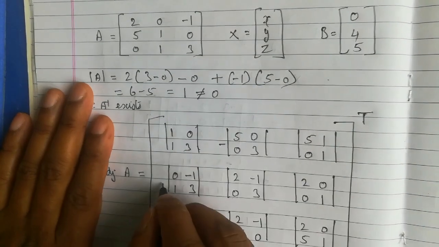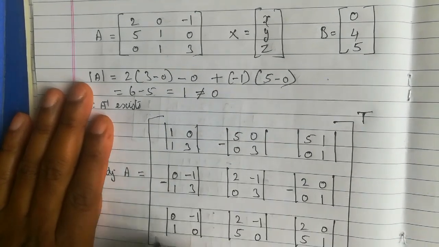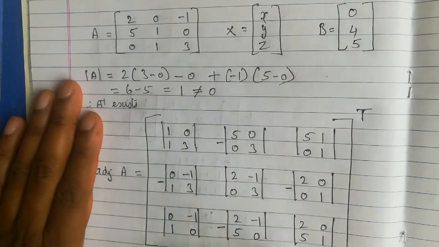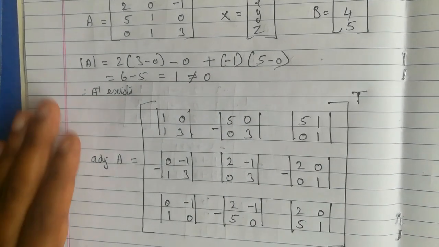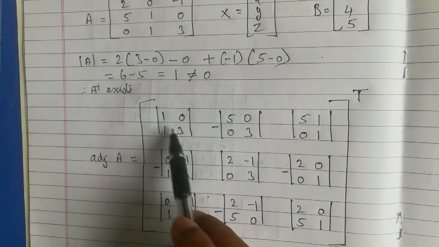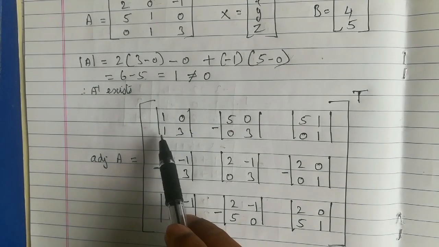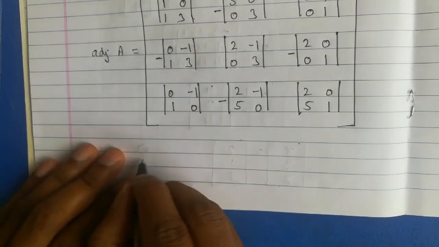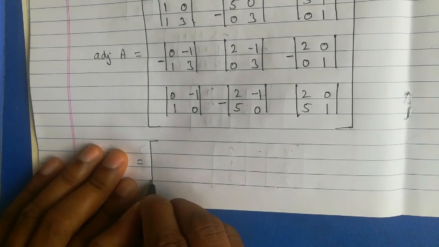Alternately plus minus plus minus plus minus plus minus. Now simplify this. You know how to simplify. Multiply this. In this side, minus side, we have to multiply. Then we'll take the transpose.